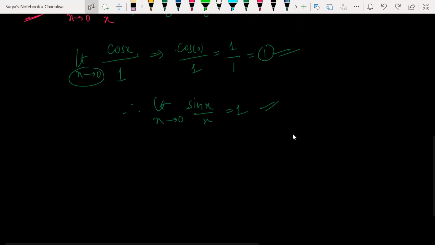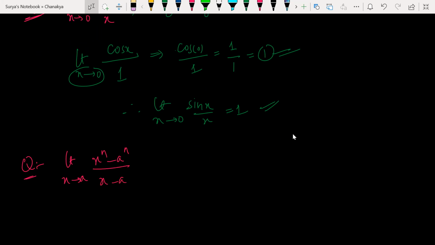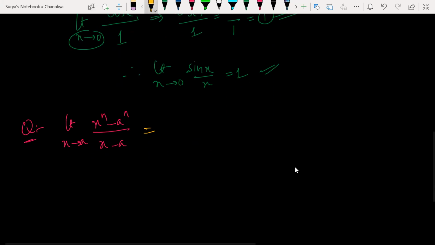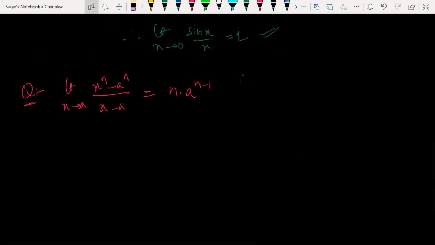Now let me give one more question here. We know this, I just told you: limit x tends to a, x to the power of n minus a to the power of n divided by x minus a. What is the answer? N into a to the power of n minus 1. This is a standard limit question. So how can I prove this?